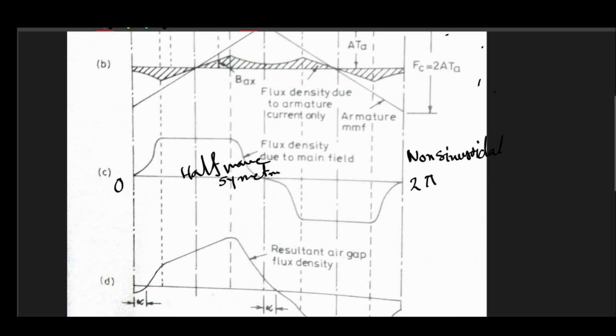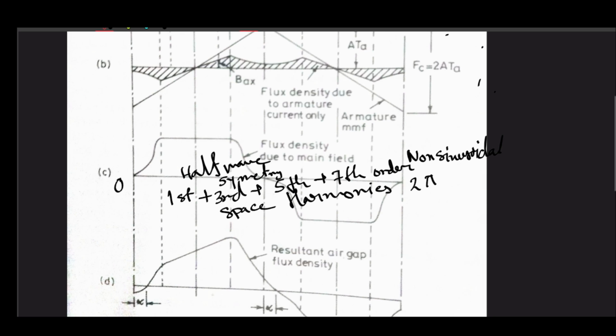So this can be explained by means of the first fundamental plus third plus fifth plus seventh order space harmonics, because this angle is totally a space angle. So we can express this non-sinusoidal flux space distribution by means of several space harmonics, right?